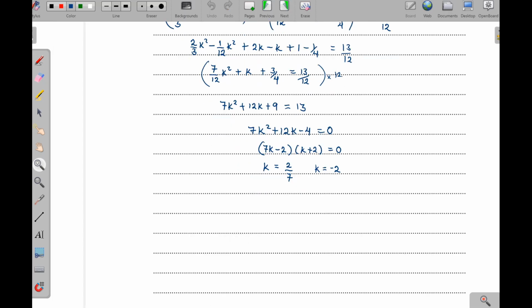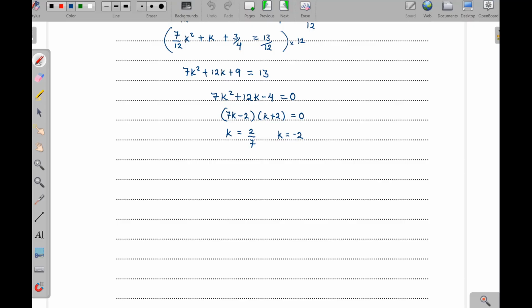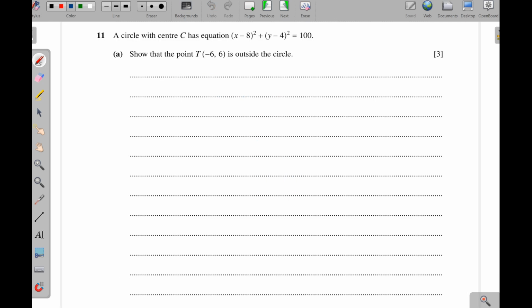That means from these two, I'm supposed to pick one value, which has to be 2 over 7. So therefore, k is equal to 2 over 7. That is that. Question 11 is coming from circles. A circle with center C has this equation here, but show that T(-6, 6) is outside the circle.